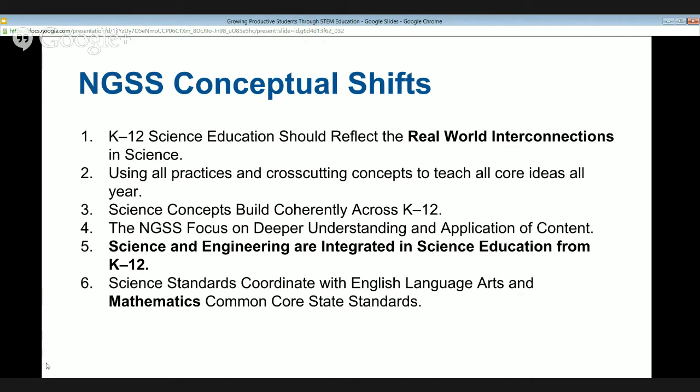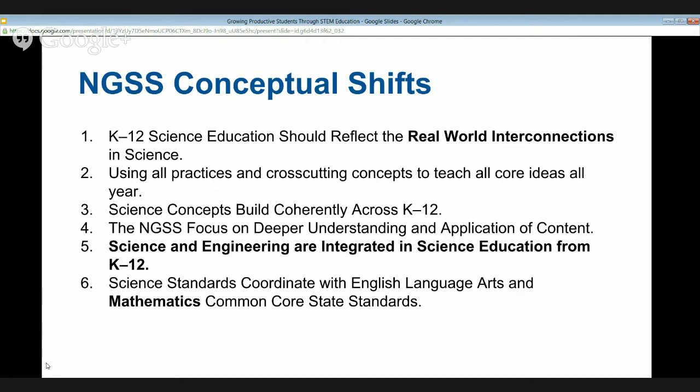So it's no longer at the beginning of the year, here are my nature of science skills, and we're going to learn how to do this during the first 2 or 3 weeks of school, have a little quiz on it, and then move on and just learn content and become science trivia experts. Now we're asking them to really understand and really apply what they're learning in class. And so you will notice that the number of concepts actually go down, but the students do learn these concepts in more depth. The science concepts build coherently across K-12.